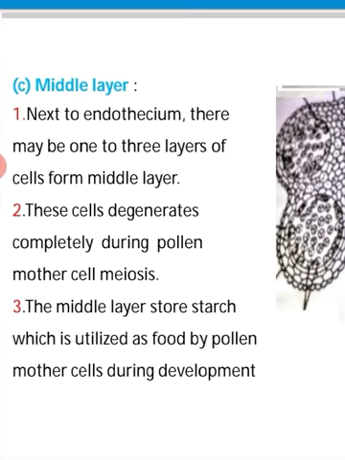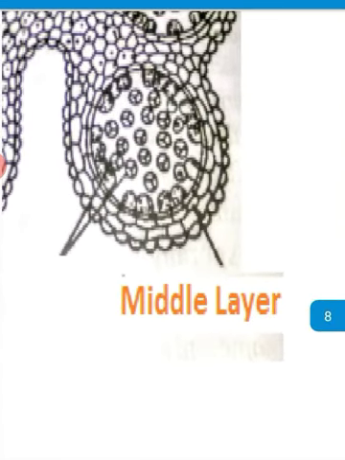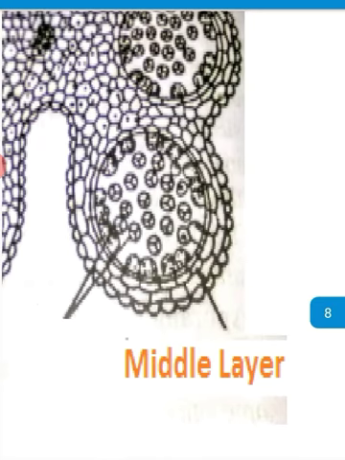Then the middle layer. Next to the endothecium, there may be 1 to 3 layers of cells. They form the middle layer. These cells degenerate completely during the pollen mother cell meiosis. The middle layer stores starch, which is utilized as food by pollen mother cells during development. So next to the endothecium, there is a 2 to 3 layered middle layer. Outermost is the epidermis, then the endothecium, and then the middle layer.